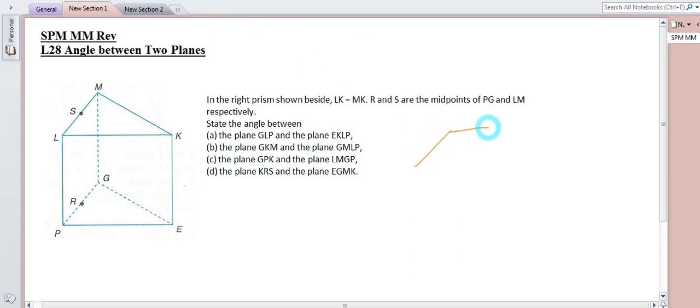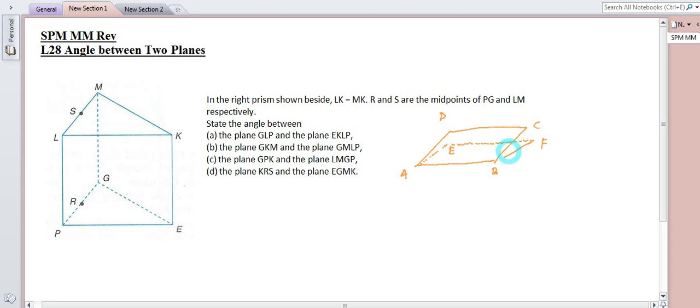Okay, let's say you have two planes here. Okay, so here, dotted line. Let's say this is A, B, C, D, and this is point E, and this is point F. If the question wants you to determine the angle between these two planes, ABCD and ABEF, it's actually very easy.